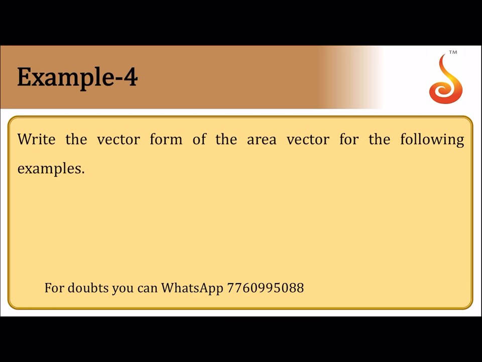Let's do an example. Write the vector form of the area vector for the following example. So let me take, for example, the same. I have x-axis, y-axis, z-axis. I've changed my axes, x, y, z. And I now have a cube on that x, y, z system. I have a cube over there, and the side of the cube is A. Now, if I call this surface 1, what is A1 bar? The area vector for surface 1.